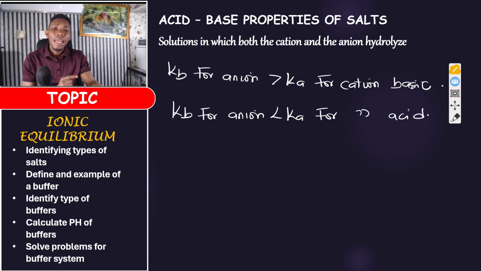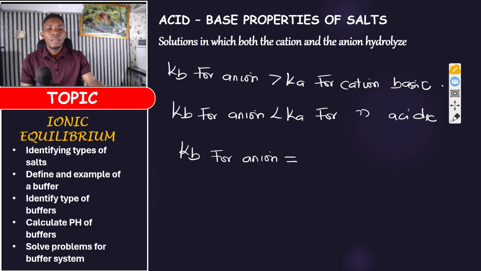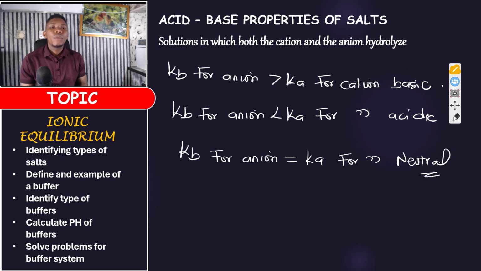Because Kb and Ka are just indicators of the strength of the acids and the strength of the base. So when the strength of the base is less than the strength of the acid, we should be expecting an acidic solution. And then whenever Kb, which is the strength for the anion, is equal or approximate to Ka for the cation, the solution is said to be what? Neutral. So this is one way to see in a situation where both anions and cations are hydrolyzed.